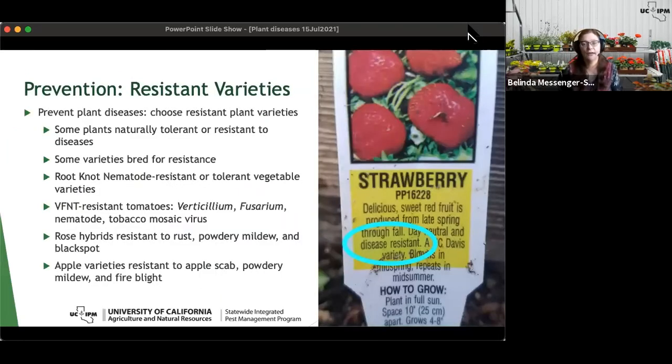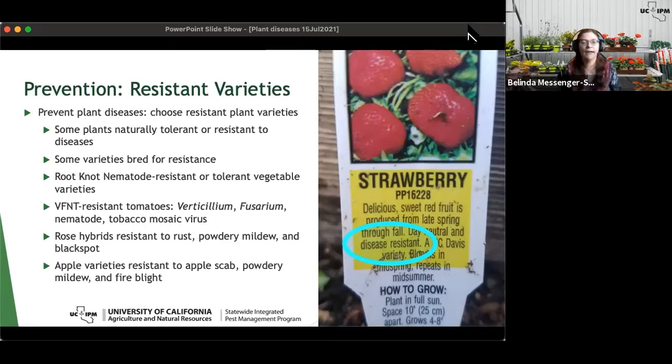So prevention, I talked about how important that is. So one way to prevent plant diseases is by planting resistant plant varieties. Some varieties are just naturally resistant or tolerant to diseases. Others are bred to be that way.